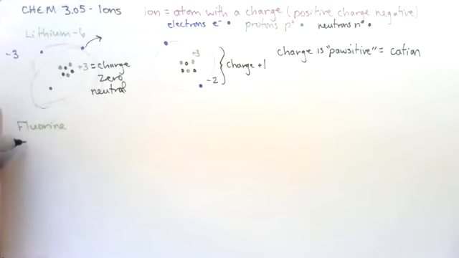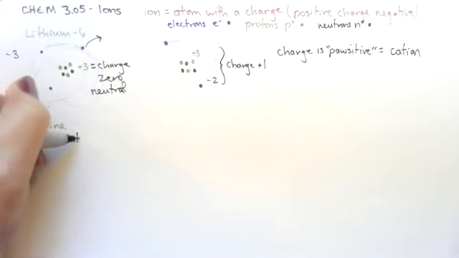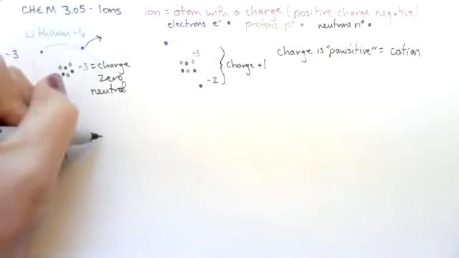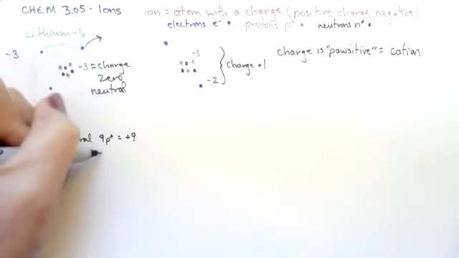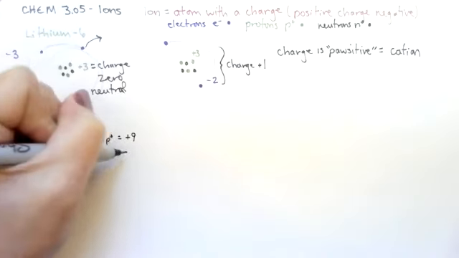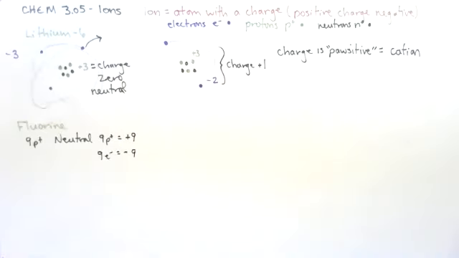fluorine always has 9 protons. So when it's neutral, it's going to have 9 protons for a charge of +9, and it's going to have 9 electrons for a charge of -9. That adds up to 0. But here's what fluorine does. Fluorine always tries to gain electrons.